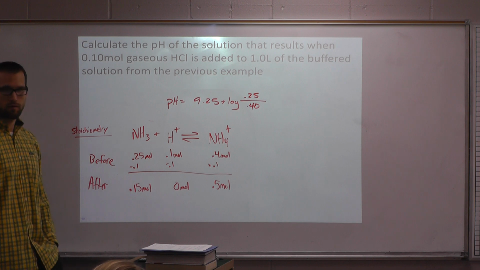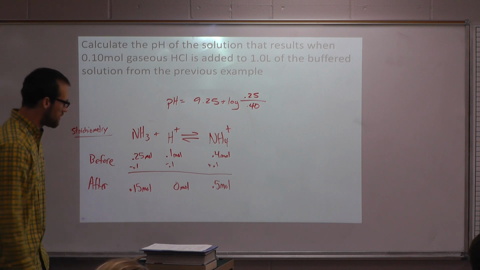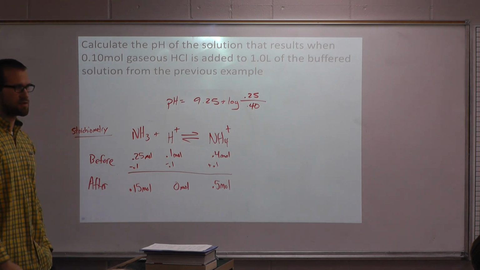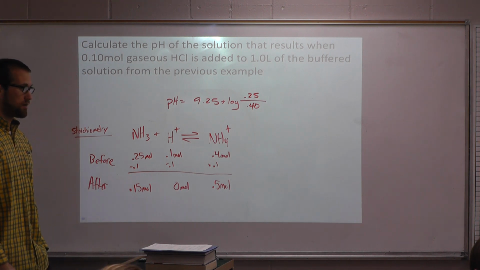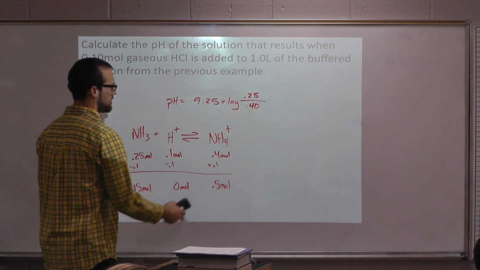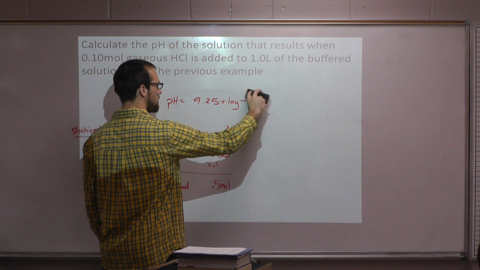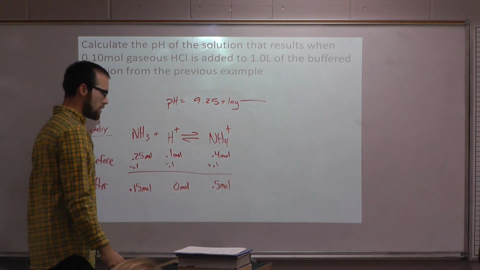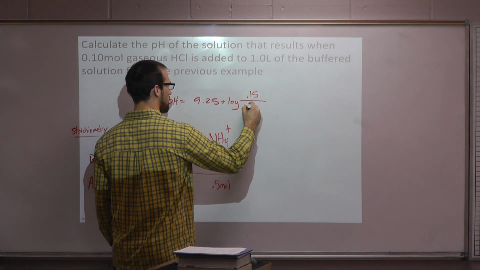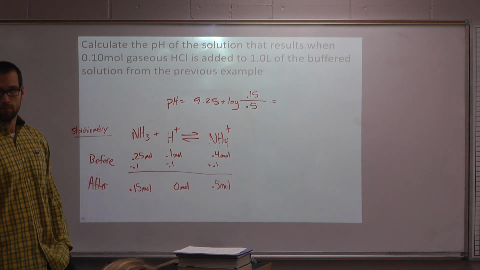Follow it. I've taken all of my strong acid and I've converted it to weak acid by using some of my weak base. Alright? Now, we can plug into our Henderson-Hasselbalch equation. pKa stays the same, it just changed the ratio slightly, didn't it? My ratio is now what? 0.15 over 0.73.